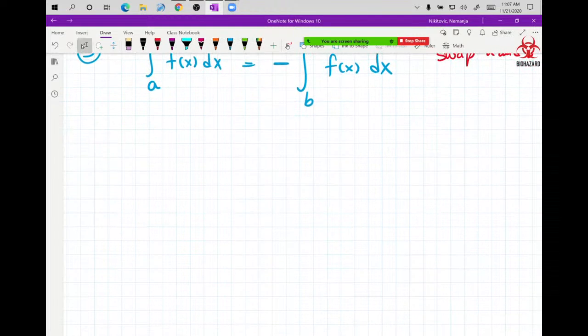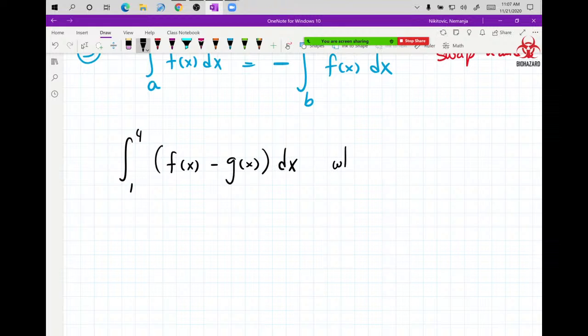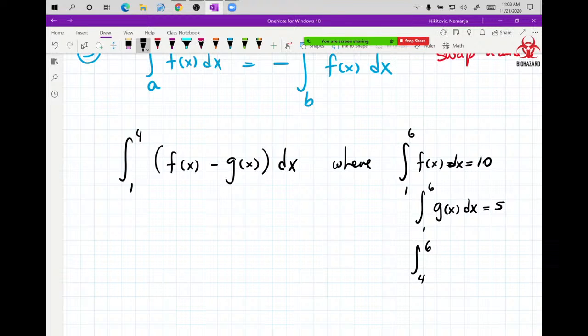Now you have those problems that are in the book, like they say, well, how about the integral from 1 to 4 of (f of x minus g of x) dx, where the integral from 1 to 6 of f of x dx is 10, the integral from 1 to 6 of g of x dx is 5, the integral from 4 to 6 of f of x dx is 5, and the integral from 4 to 6 of g of x dx is 2. So this is what they give you on the right side, and they're asking you to come up with this.